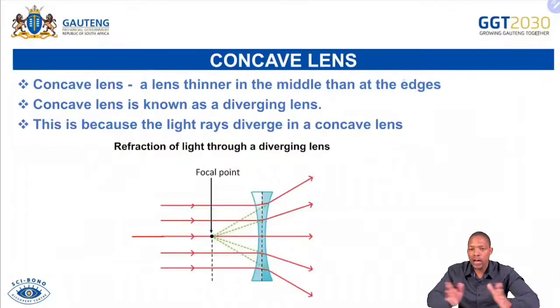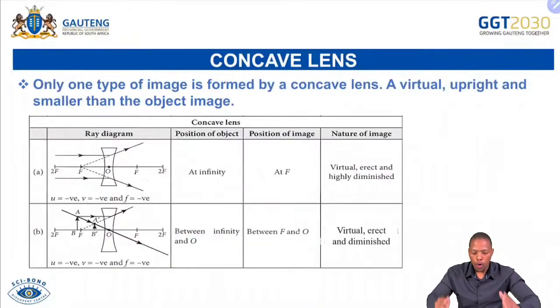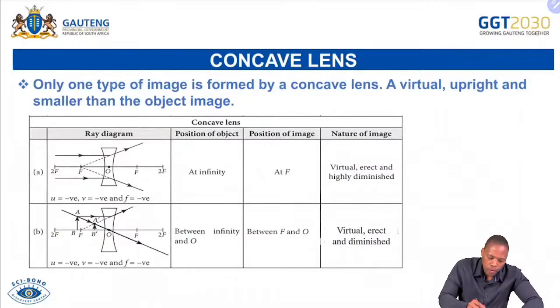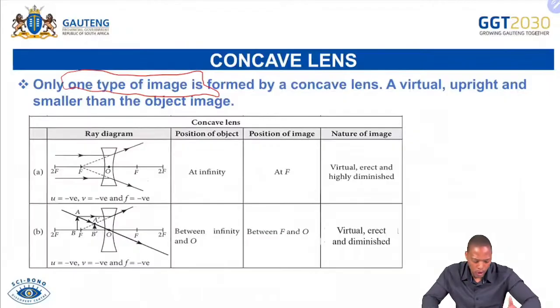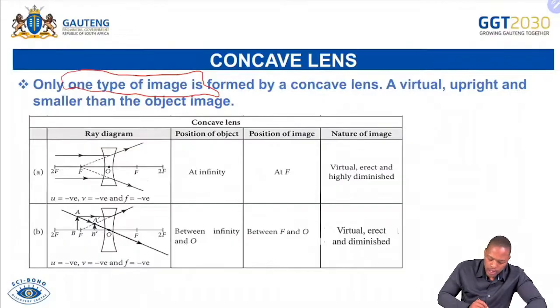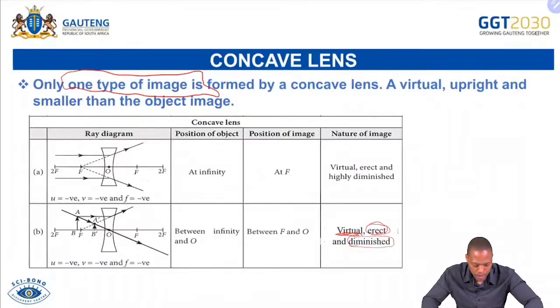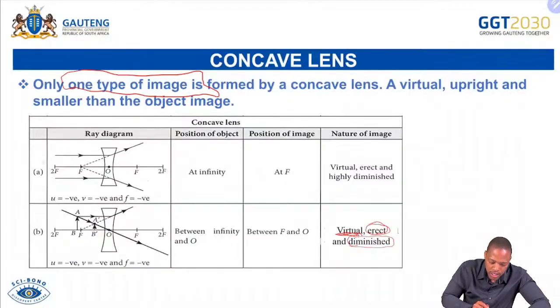It is also known as the diverging lens, as the light rays there are diverging. Okay, the light rays diverge, they don't converge, they move separately apart like that. So what is nice about the concave lens is that the concave will only form one type of image. So we don't have a lot of types of image formed by the concave. It's only one type. And that image formed by the lens will always be a virtual image, and that image will always be erect, and it will always be diminished, or it will always be smaller than the object.